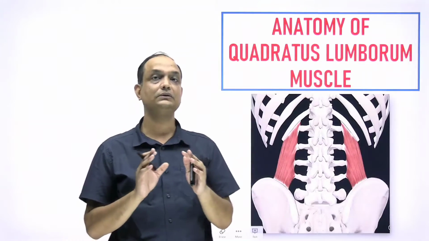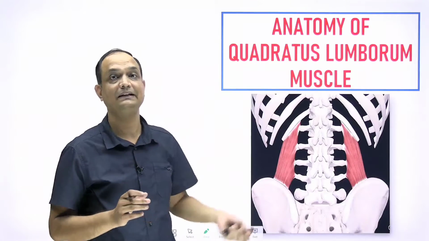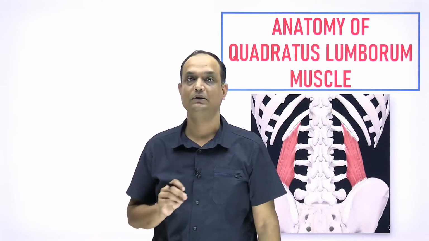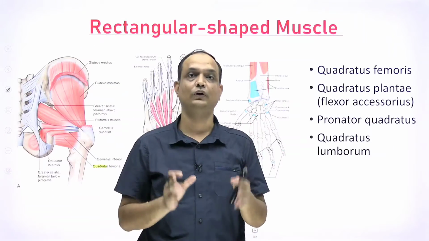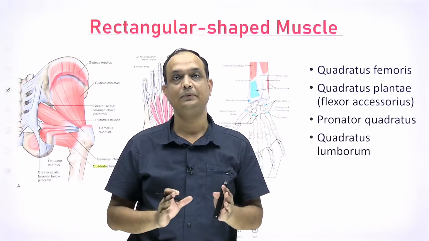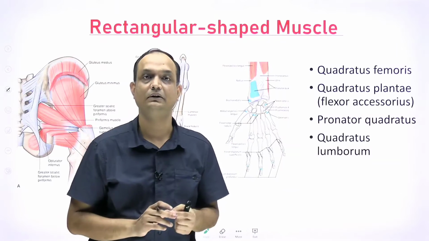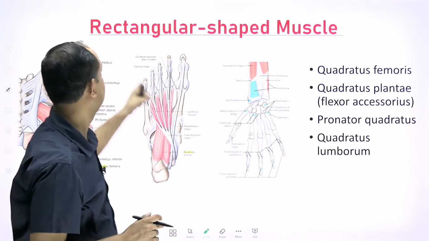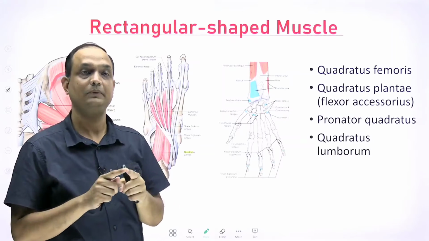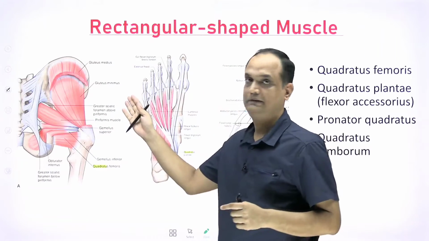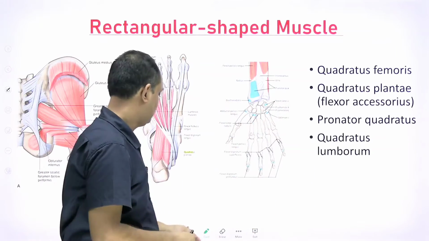So when you are reading the thoracolumbar fascia, before that you should know the basic concepts about the quadratus lumborum muscle. When you see the word quadratus in anatomy, a very commonly asked question is: which are the muscles that start with quadratus? That means muscles which are rectangular in shape. In anatomy we use the prefix quadratus for rectangular shape. So there are four muscles with this word quadratus. What are these four muscles?